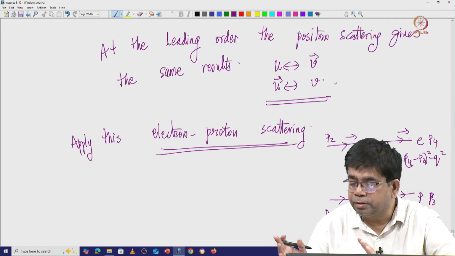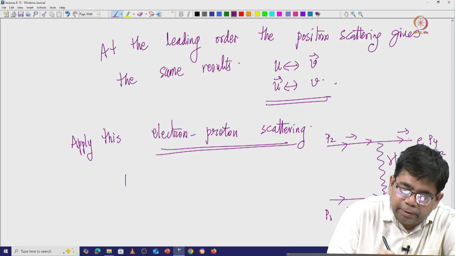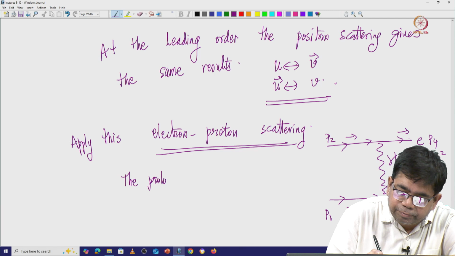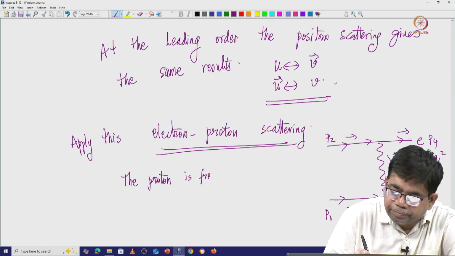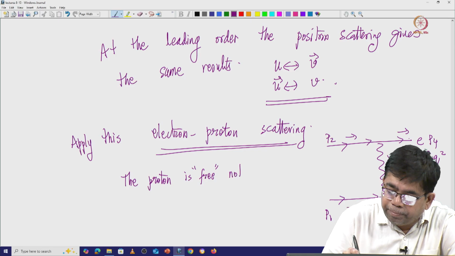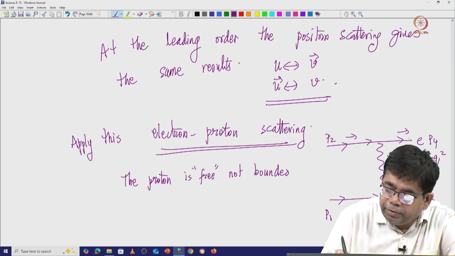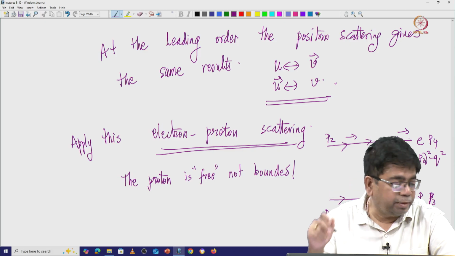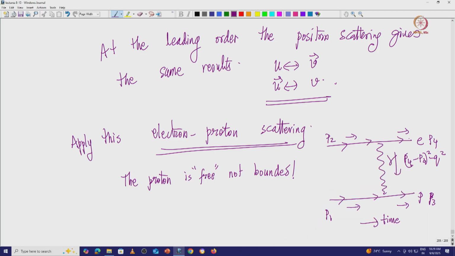Essentially the proton is free, not bounded. If the proton is bounded, then it has to have other potentials also. So if protons are bounded, we will see this example also in the later part, then they will be non-relativistic.